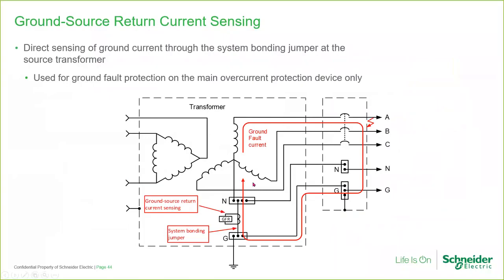This method doesn't provide the ground fault current measurement of any downstream feeders. But if you just need the main's ground fault current measurement, this is another way to do it, aside from residually connected current transformers in the breaker, the main breaker.